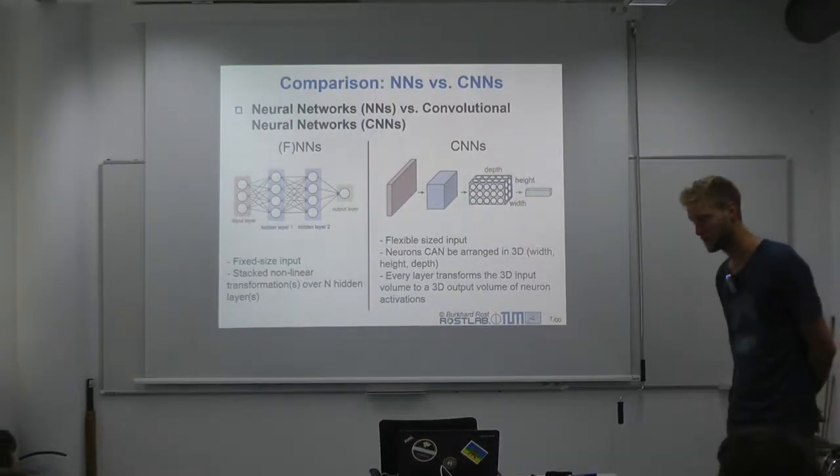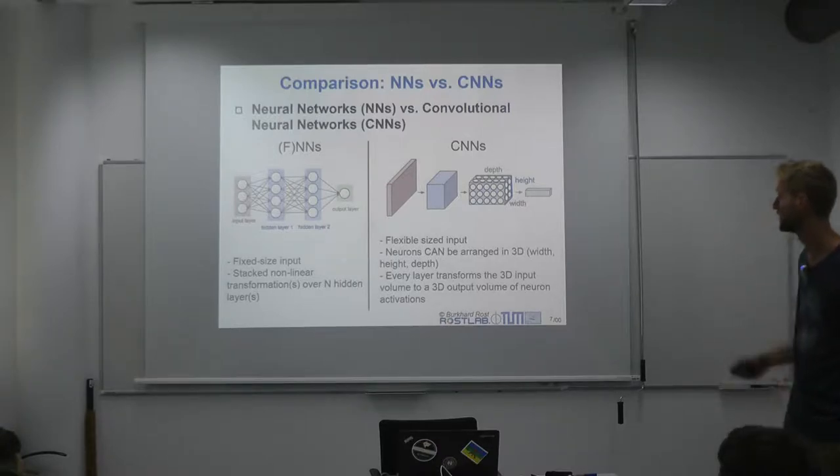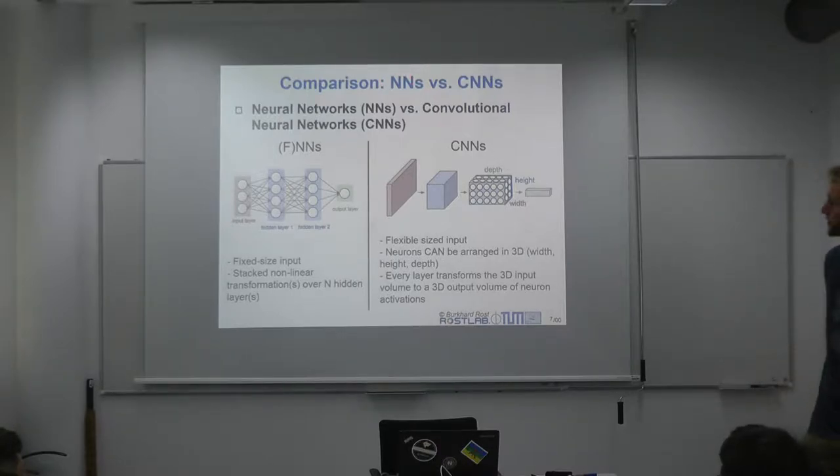But first of all, I just want to give a short comparison between the normal feed-forward neural networks and convolutional neural networks. I think by now you should be familiar with the structure of a normal neural network. You have a fixed input layer size, then you have some stacked hidden layers. In between you have non-linearities like rectified linear units or sigmoids, and then you do a final prediction on this. That's basically the concept of a normal neural network.